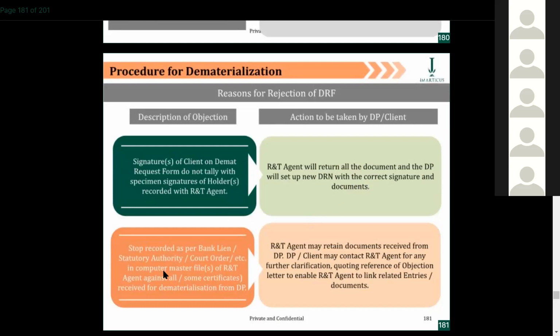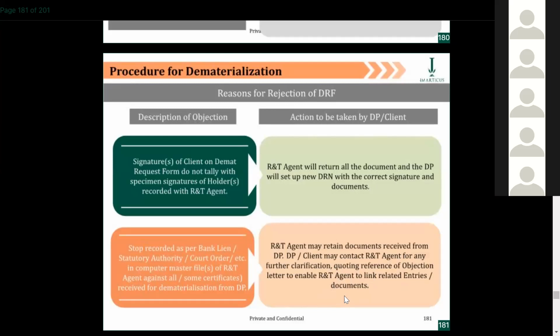Also, there can be stop instruction. So stop recorded as per bank lien, statutory authority, court order in computer master of R&T against all or some certificates received for dematerialization from the DP. So R&T agent may retain the document received by the DP. Client may contact R&T agent for any further clarification, quoting reference to objection, to enable R&T agent to link related entities document.